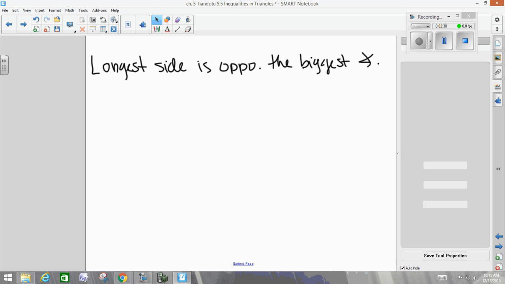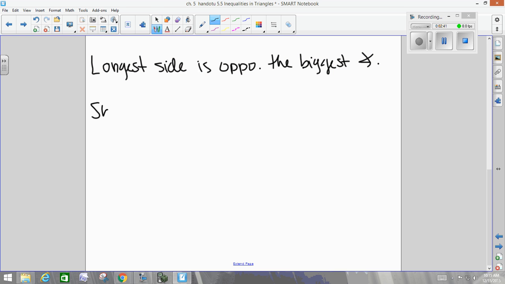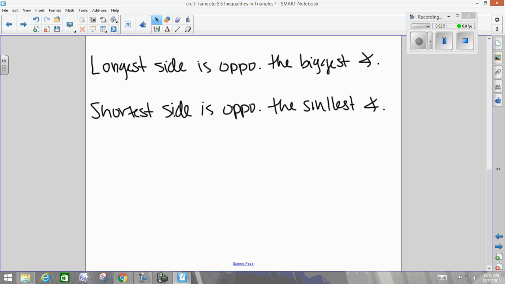And then the shortest side of a triangle is opposite the smallest angle. The longest side of a triangle is opposite the biggest angle, and the shortest side of a triangle is opposite the smallest angle. Opposite means across from, not touching that angle. This is what Theorem 5.10 and 5.11 are saying in the fewest amount of words.